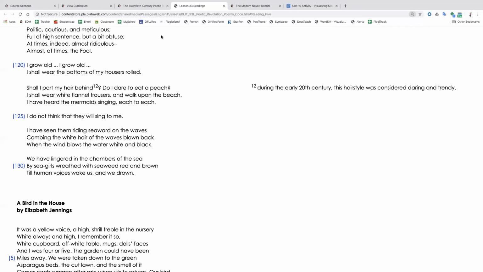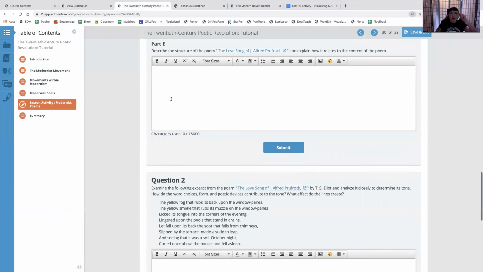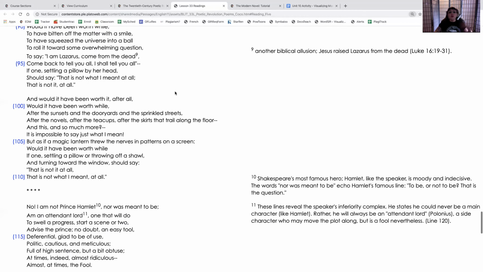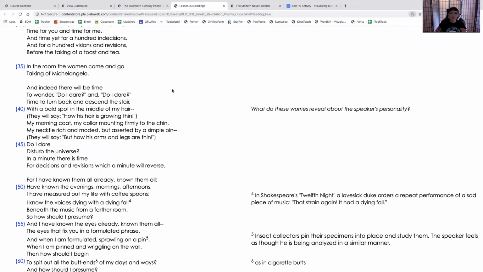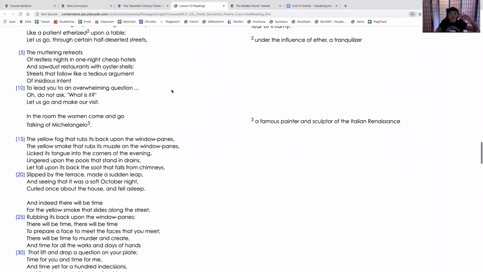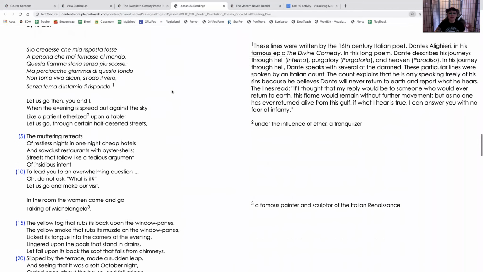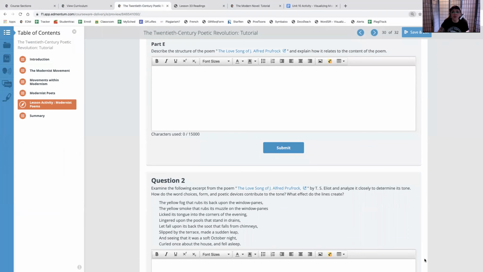All right. So if we look at it structurally, there isn't a set structure to it. Here we have these stanzas, none of them necessarily the same length. Structurally, the poem is all over the place, and so is our narrator. And that's how it relates to the content of the poem.